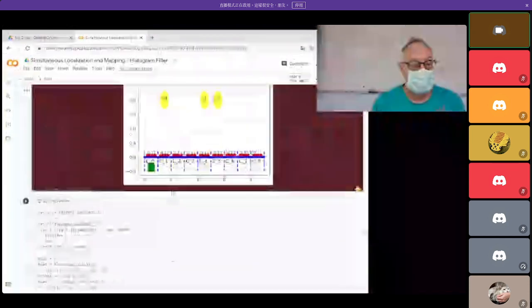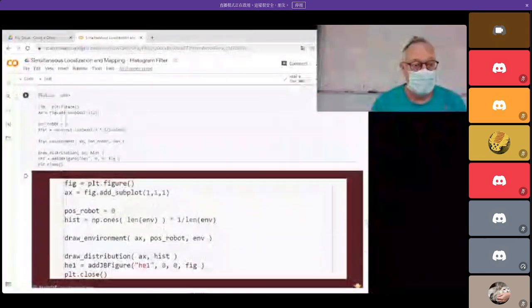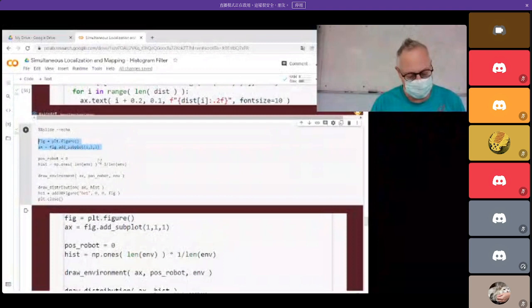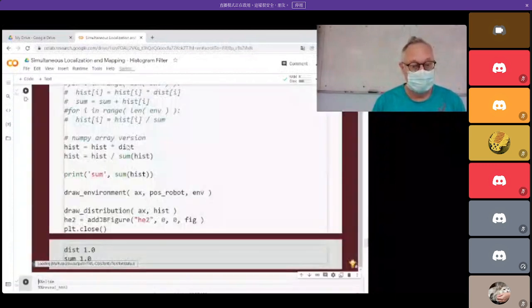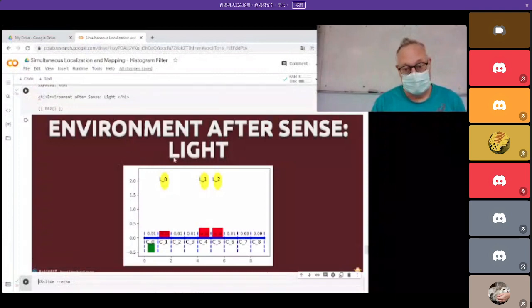Oh, because I didn't create a new figure. So yeah, and now this looks better after our distribution here. Now these ones deteriorated quite a bit, and most of our probabilities are in those three cells here because we did sense that there was a light.